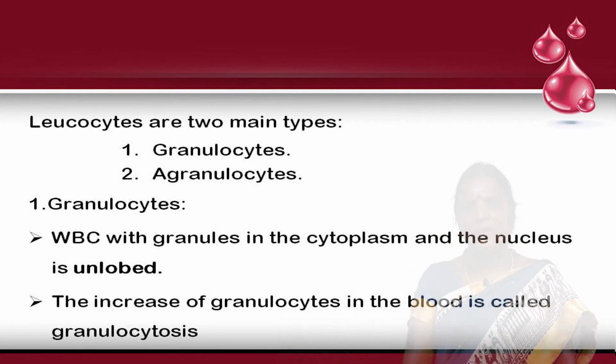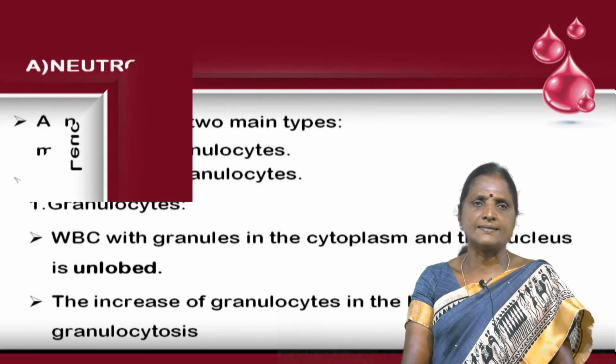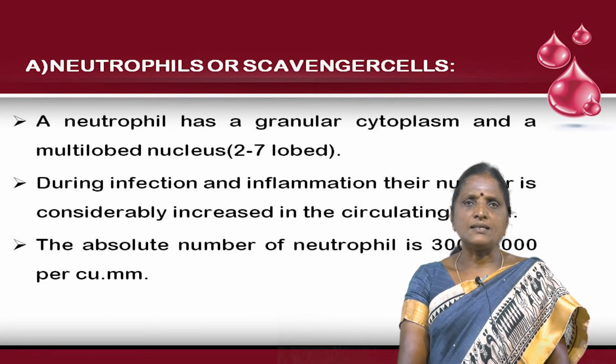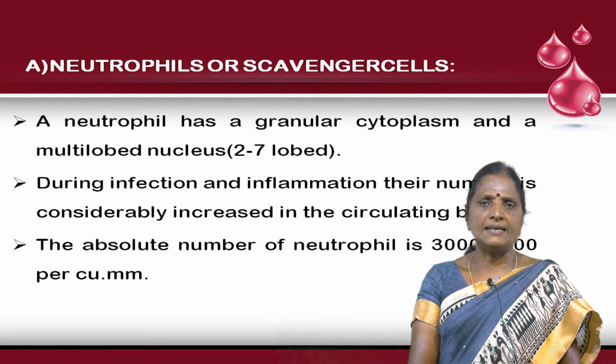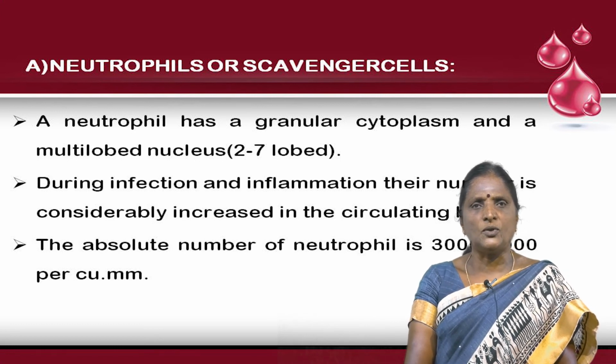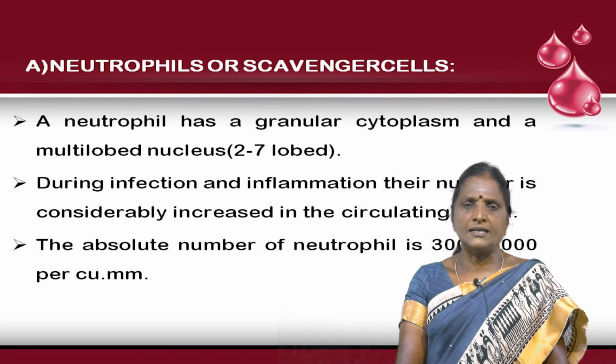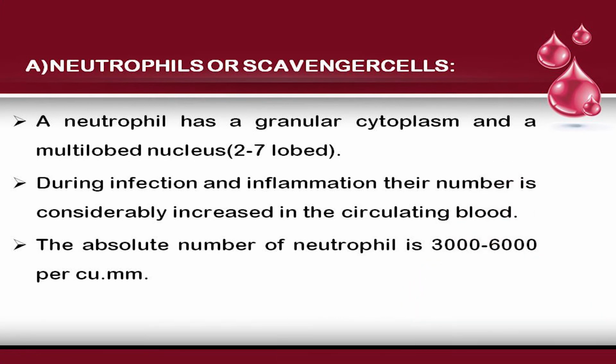Leukocytes are of two main types, that is granulocytes and agranulocytes. Granulocytes are WBC with granules in the cytoplasm and the nucleus is unlobed. The increase of granulocytes in the blood is called granulocytosis. Neutrophils or scavenger cells have a granular cytoplasm and a multilobed nucleus. During infection and inflammation, their number is considerably increased in the circulating blood.